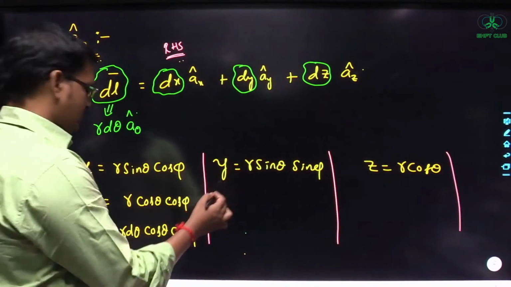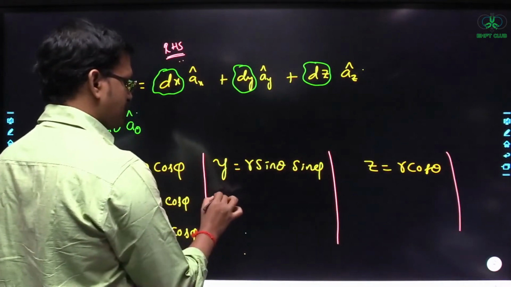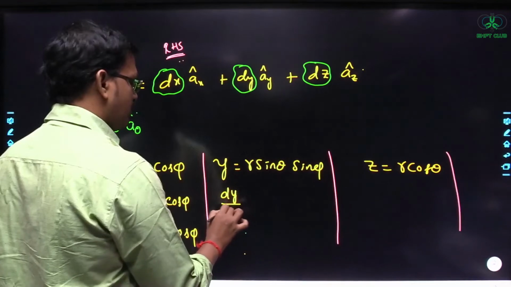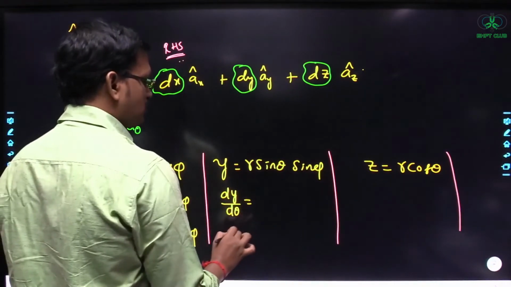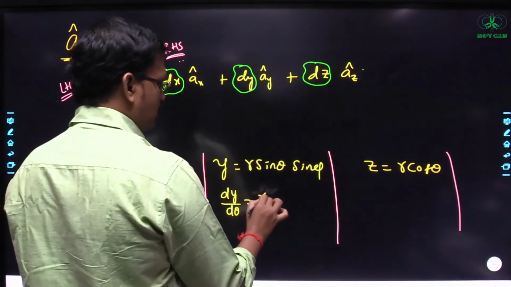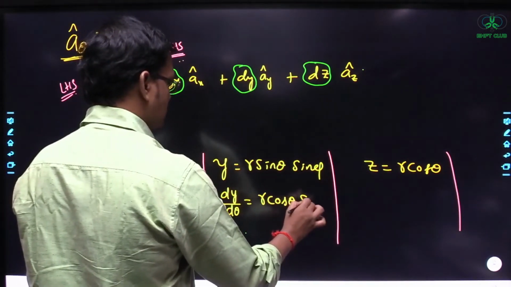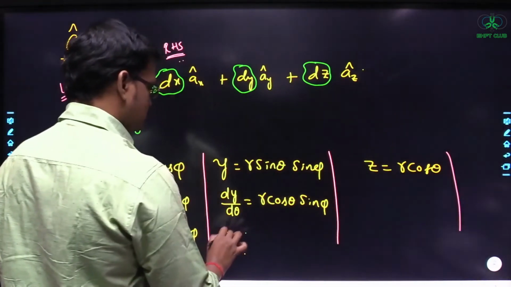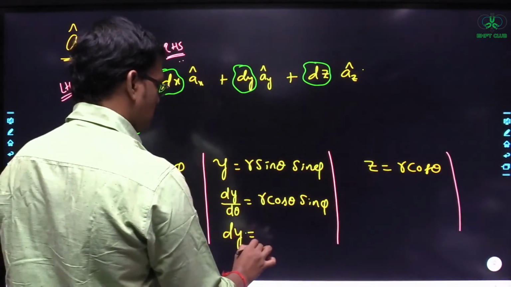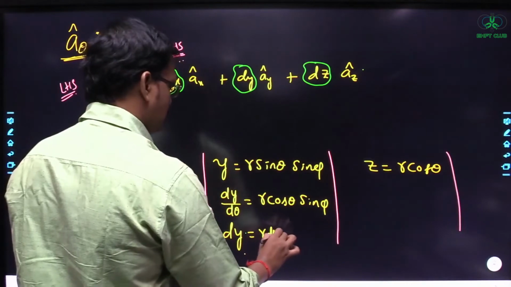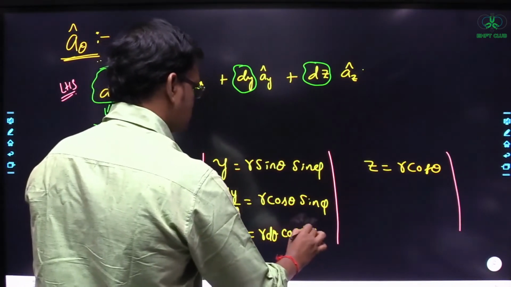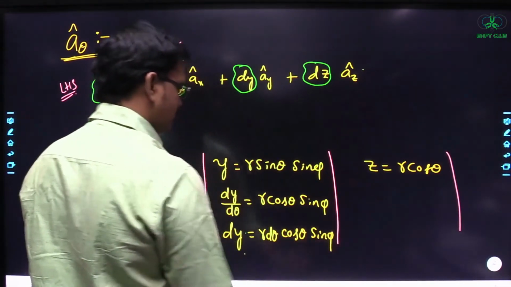Right. And here if you differentiate on both sides with respect to theta, what you are going to get? dy by d theta is equal to r into cos theta into sin phi. So therefore dy is equal to r d theta into cos theta into sin phi.